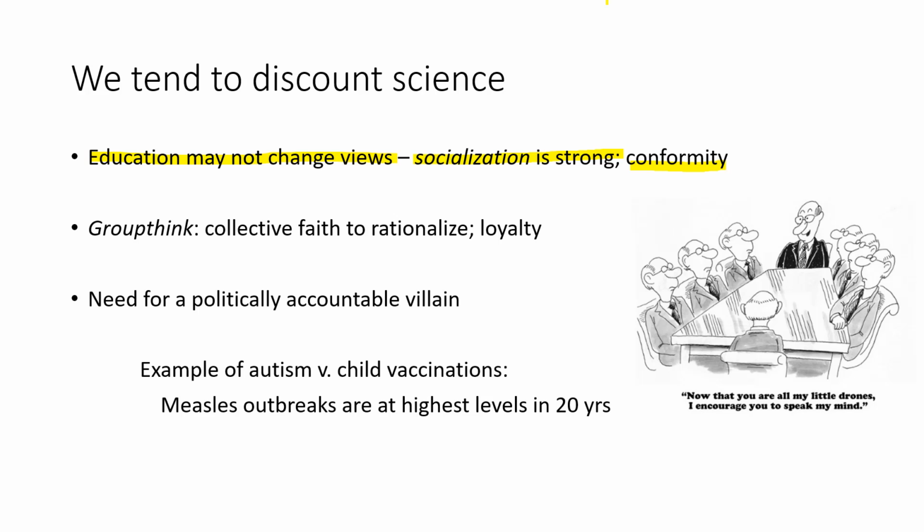We also have a tendency to blame others for problems, the need for a politically accountable villain. The anti-vaccine beliefs are a good example of that. The idea got started with a very discredited article over 20 years ago, but the idea caught hold that child vaccinations were connected to autism, even though that one study that came out in 1998 was discredited immediately.